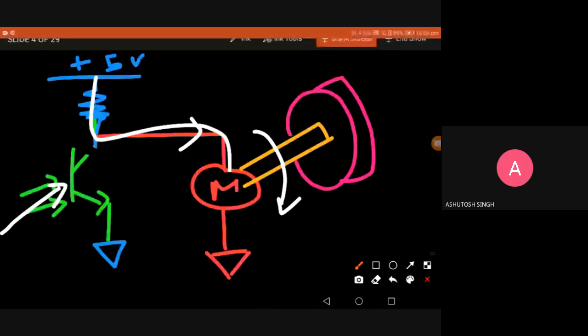But as soon as the transistor receives some radiation on its base, what happens? That circuit is on. That means now I have a new path for the current. Now my current is flowing through the 5 volt resistor to the ground. So what about the motor? The motor is not receiving any current, so the motor becomes off. So what is the advantage? Whenever my sensor receives the radiation or light, my motor becomes off. The motor of that side becomes off.